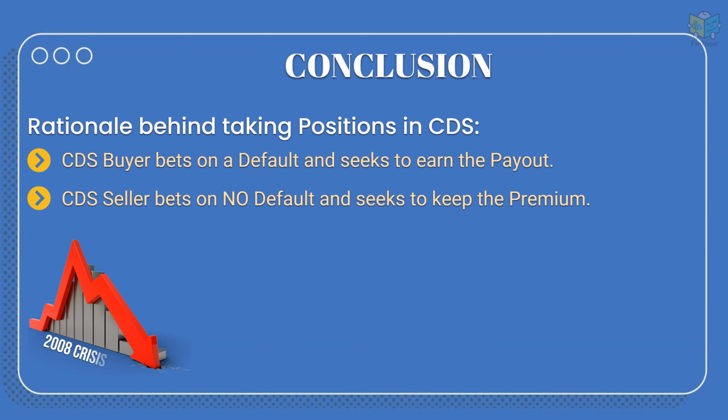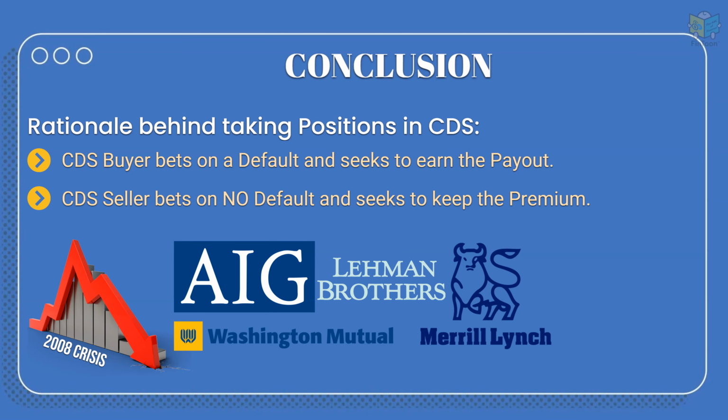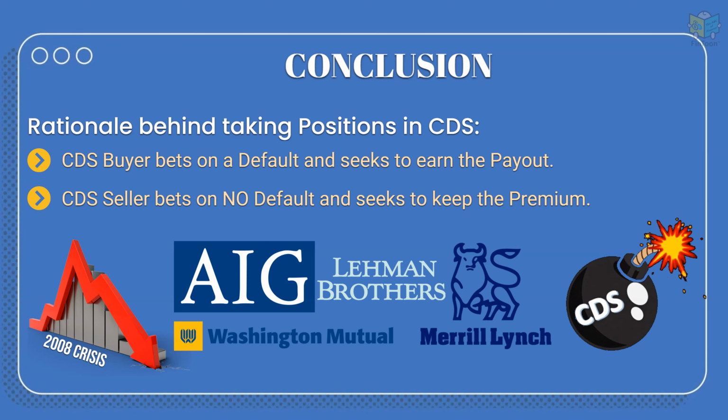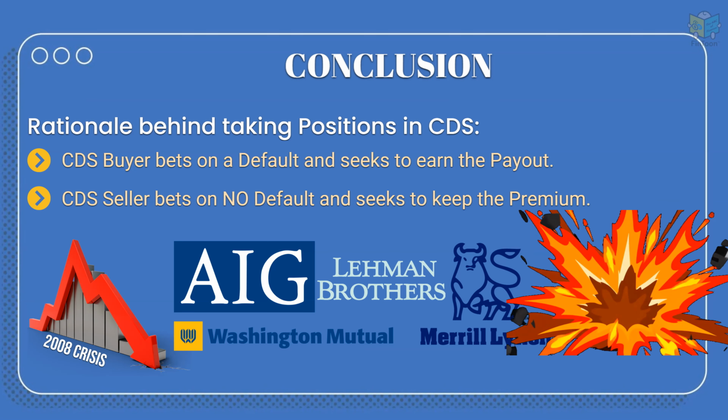During the 2007-2008 global financial crisis, major CDS sellers like AIG, Washington Mutual, Lehman Brothers, Merrill Lynch, etc. suffered massive losses, defaulted on their payment obligations, and in some cases went bankrupt. This led Warren Buffett to famously call CDS financial weapons of mass destruction.